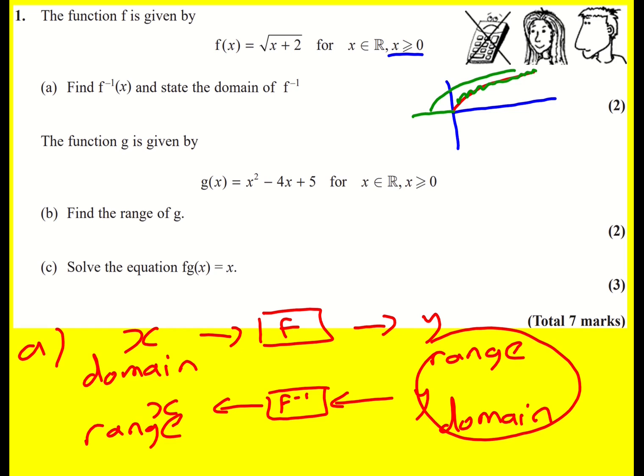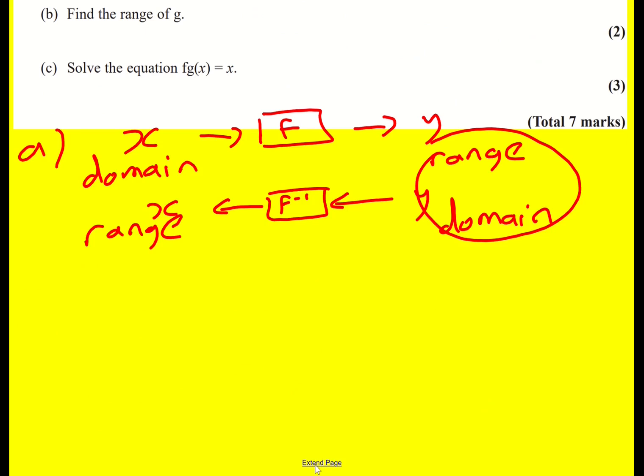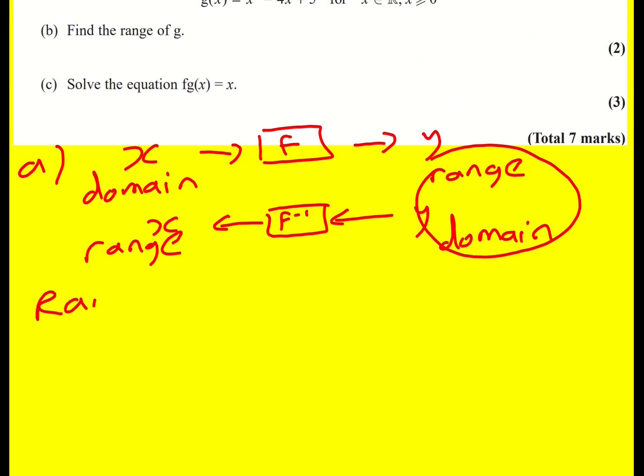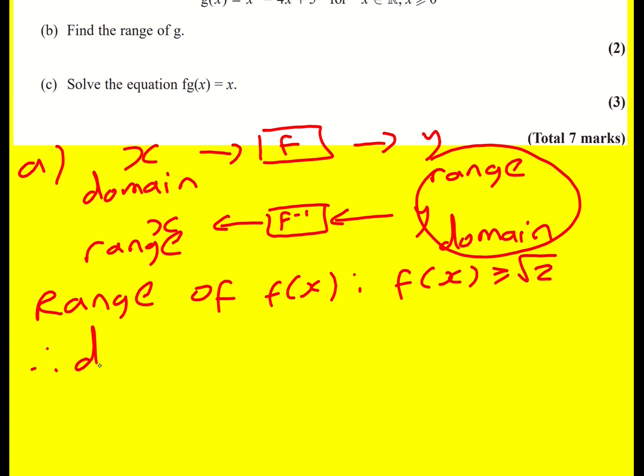So all we need to do is find the range of f of x, and because x is greater than or equal to 0, it's going to be here. It's going to be when x is 0, which gives us root 2. So I'm going to write down: range of f of x is f of x greater than or equal to root 2. Therefore, domain of the inverse is x greater than or equal to root 2. I hope I've convinced you with that.